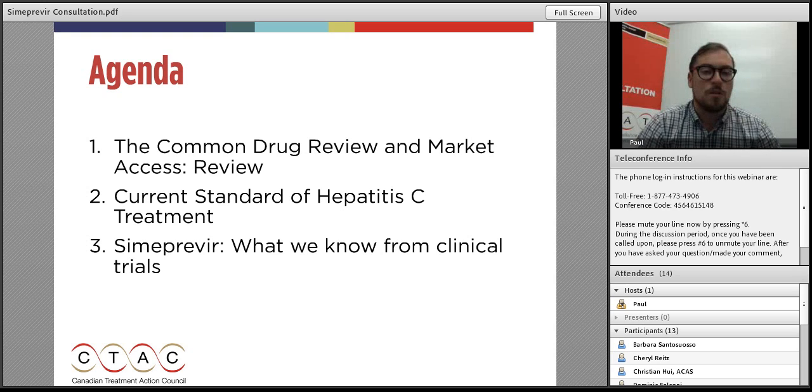From there, we'll talk very briefly about the future of hepatitis C treatment, as well as the future that might hold for Simeprevir as a part of future drug regimens to treat hepatitis C. So that's our goals for today.